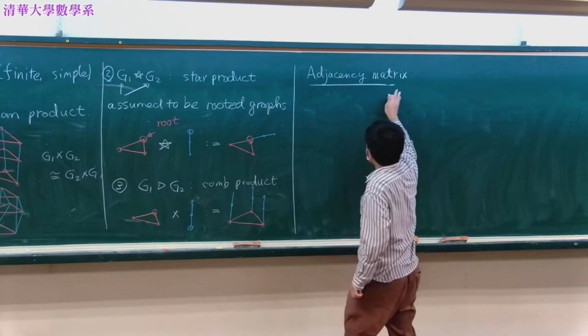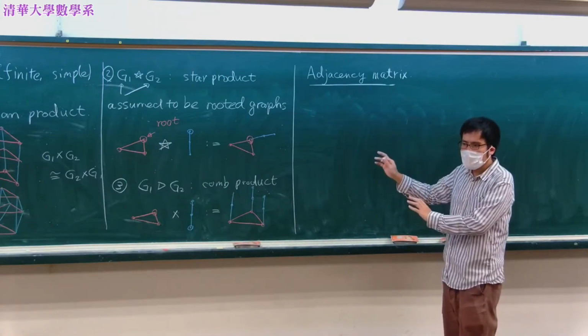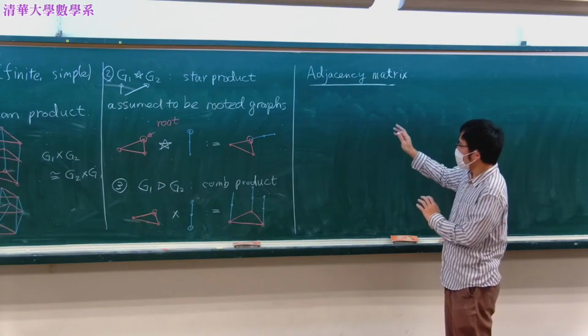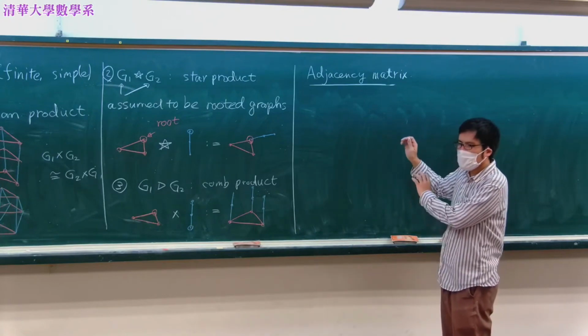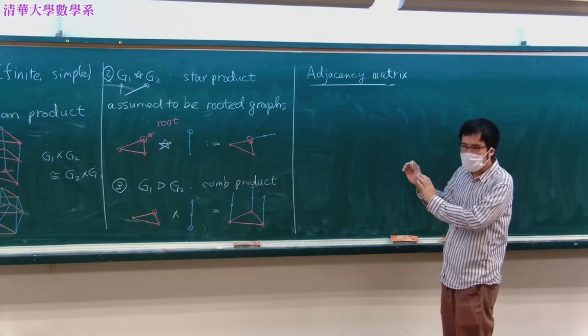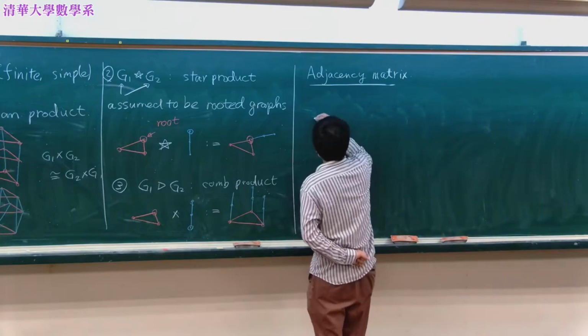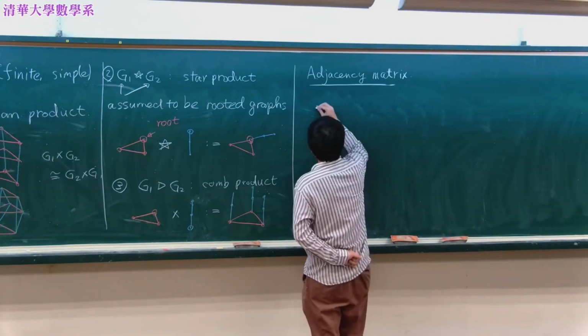So this is just a matrix whose entries are 0 or 1: 0 if two vertices are disconnected, and 1 if two vertices are connected. And also easy to understand by example.